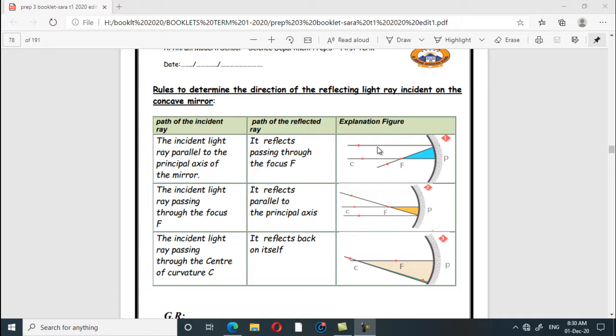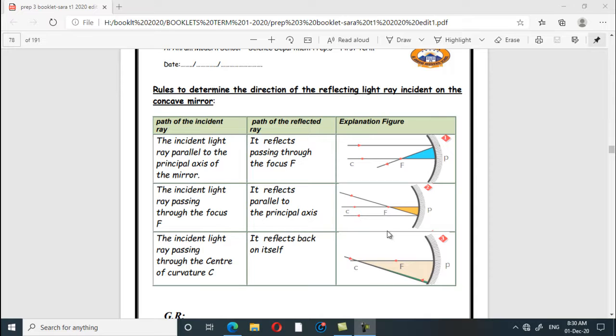If the light ray falls on the concave mirror parallel to the principal axis, it will reflect passing through the focus. In the second case, if the light ray falls passing through the focus, it will reflect parallel to the principal axis. In the third case, if the light ray falls perpendicular on the mirror, passing through the center of curvature, it will reflect on itself.